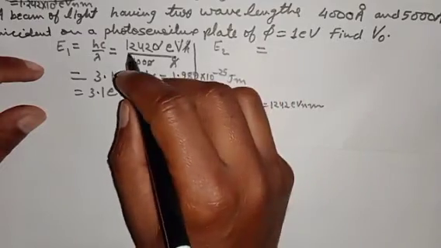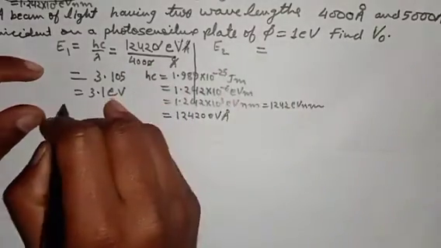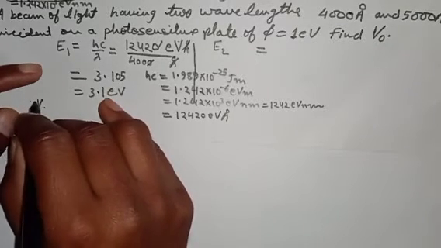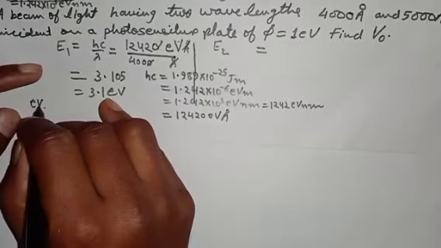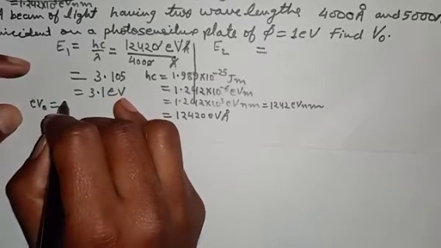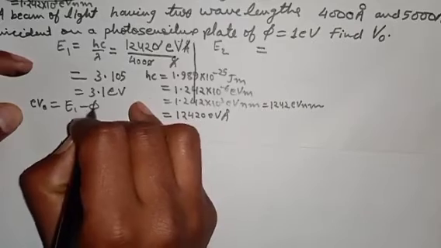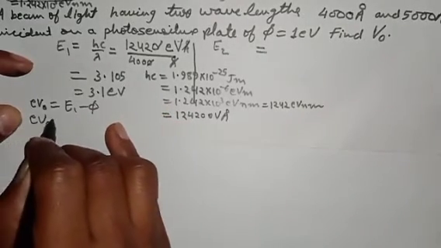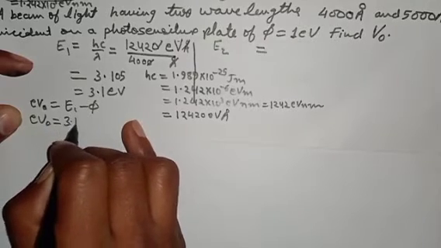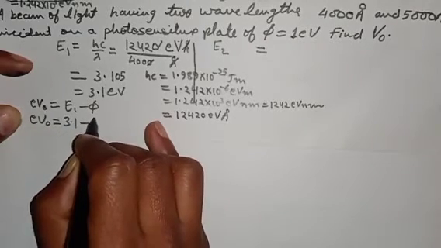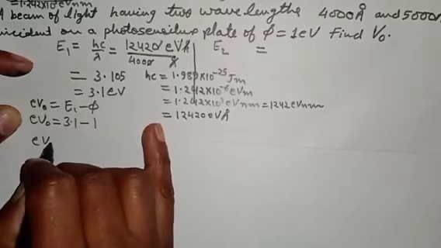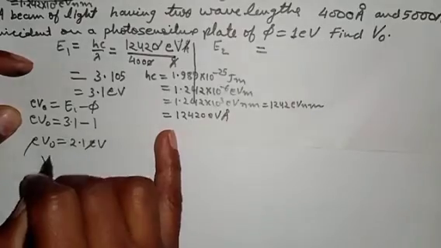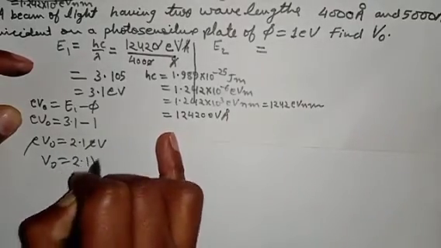In the same way, all right, so now V naught we can find. eV naught is equal to E1 minus phi, but E1 here in this case is 3.1, minus phi is 1, so eV naught equals 2.1 electron volt. Electron will get cancelled. V naught equals 2.1 volt.